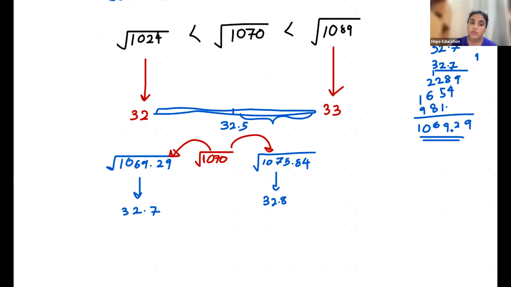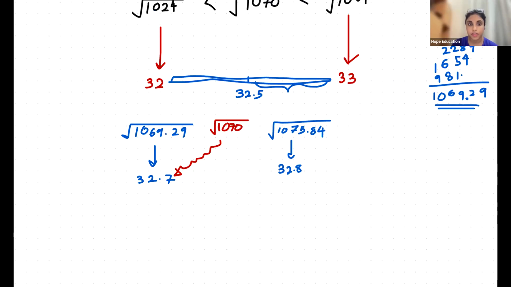So we say the first approximation for 1070 is 32.7. It's an approximation, so we show it using a wavy equal sign. Is this clear to all of you? Now, please give me a thumbs up if it's clear. Others? Okay, great.